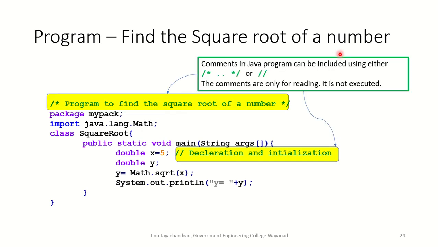First one is the comment. Before starting any program, you should say what this program is for. You can also put the date and so on, but at least you should mention what the program is for. That is mentioned using a comment. This comment can be in // or /* */ form. This comment will not be executed by the compiler or interpreter. It is only for a user's sake.